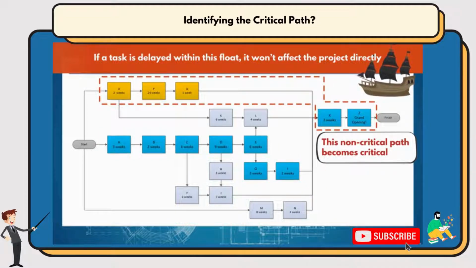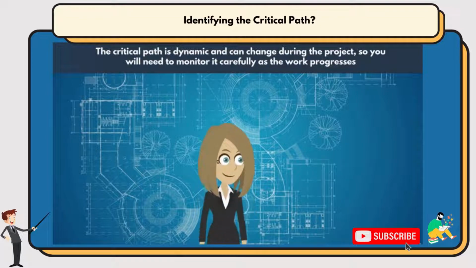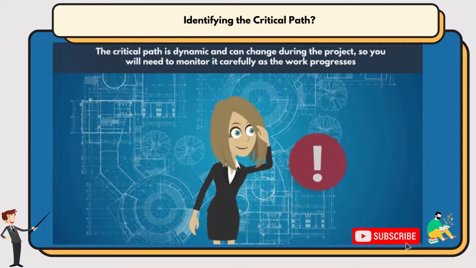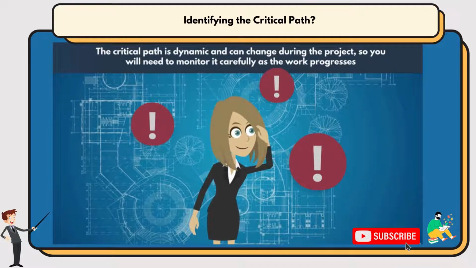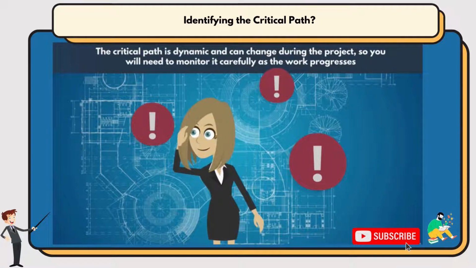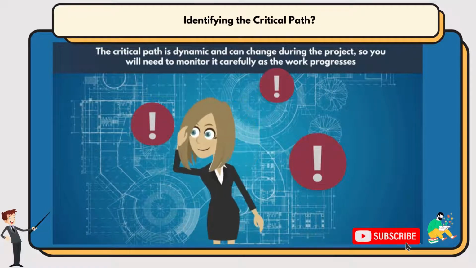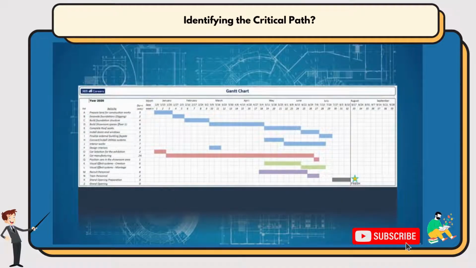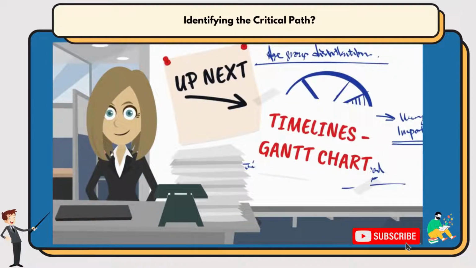Yes, that's right. The critical path is dynamic and can change during the project, so you will need to monitor it carefully as the work progresses. What you've done here is a major step to creating the project schedule. But there's one more thing you can do to further help yourself, and that is by making a Gantt chart. And next lesson, we'll be taking a good look at that. Thanks a lot.